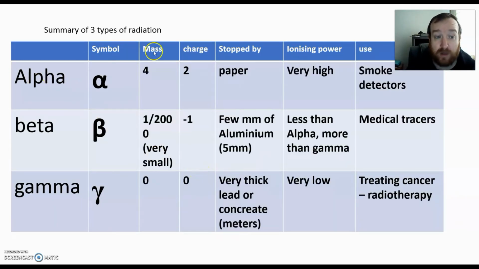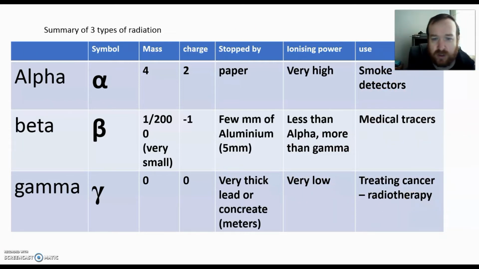Okay, so we've got a mass of 4, 1 over 2000, so it's very small. A mass of 0, charge of 2, -1, 0. Stopped by paper, a few millimeters of aluminium, 5 millimeters. It's very thick, a lot of concrete or lead is stopped by. Highly ionizing, less than alpha, more than gamma, very low. Uses: smoke detectors, medical tracers, treating cancer, radiotherapy.